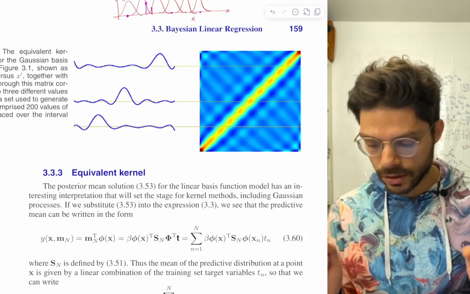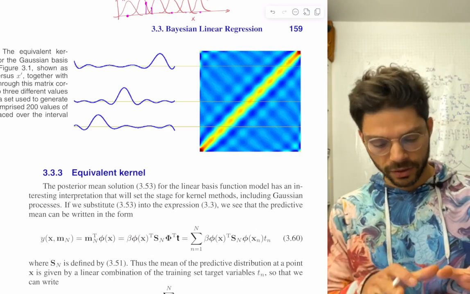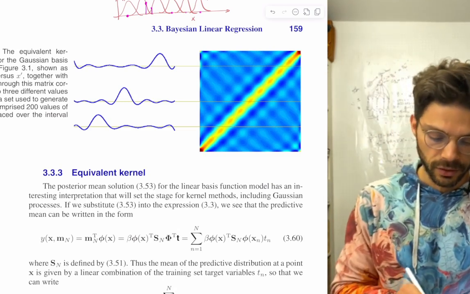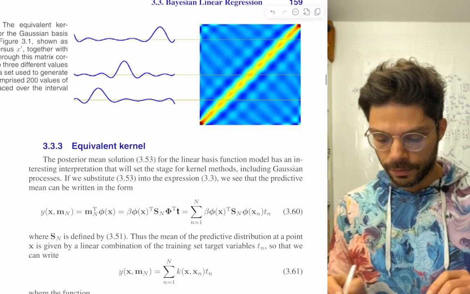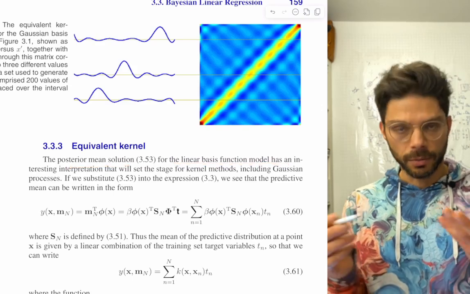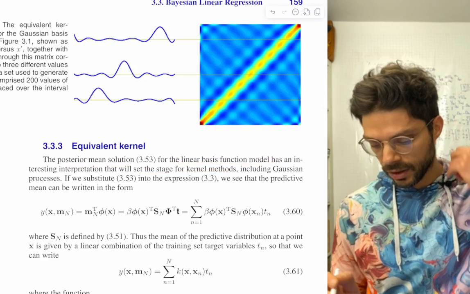Okay, so that's what this section is about. As I said, there's going to be much more about this in chapter 6, it looks like, so we're just going to get a taste of it here. Okay, so let's get started. It says the posterior mean solution for the linear basis function model has an interesting interpretation that we're going to be talking about, which will set the stage for kernel methods, including Gaussian processes.